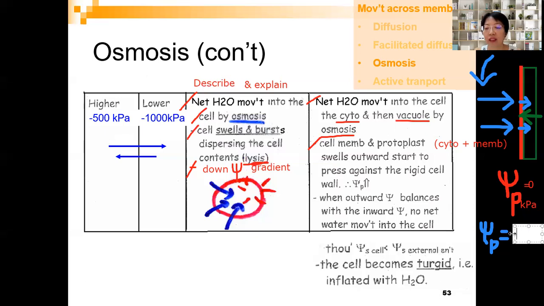More than 0 kilopascal. Yes, very good. So it's actually more than 0 kilopascal because it's a pushing force, right? So therefore, we will say that the psi p experienced inside the cell is more than 0 kilopascal, which means to say it's positive, right? So will the water stop entering the cell?